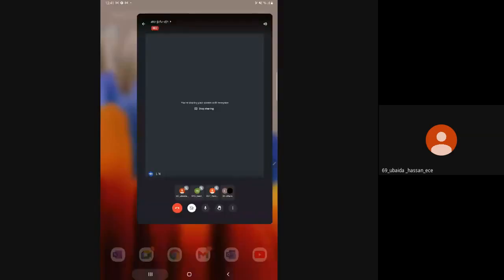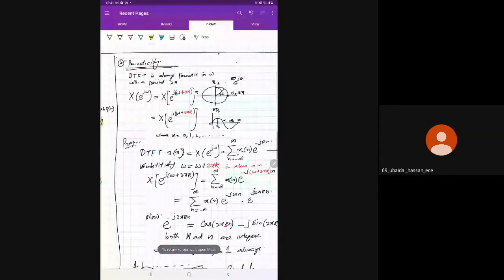Yes, sir. Okay. Now see what I said: in order to discuss the periodicity property of these Fourier representations, I said the discrete time Fourier transform is always periodic in omega with a period of 2 pi. Generally sinusoidal signals, or Euler's exponentials, whatever they are, are periodic.